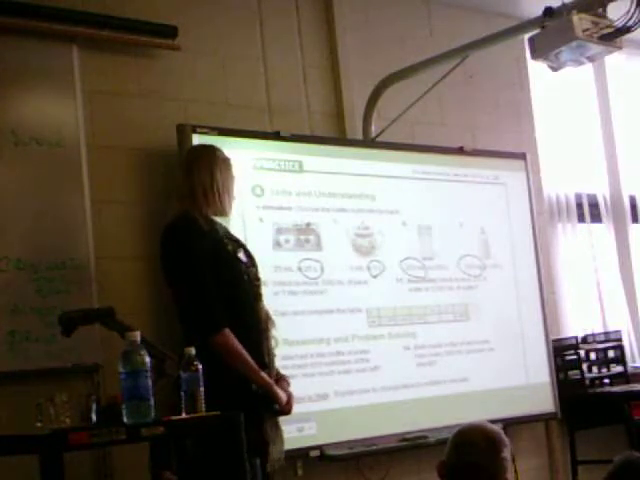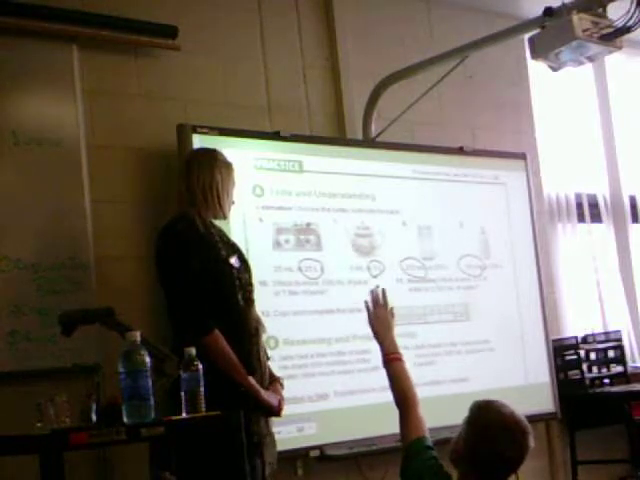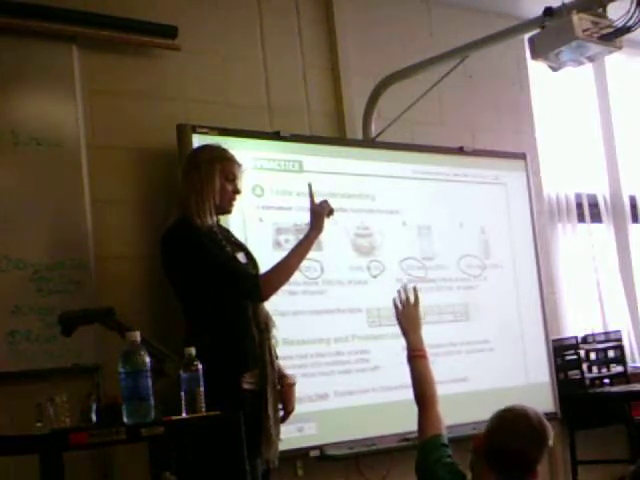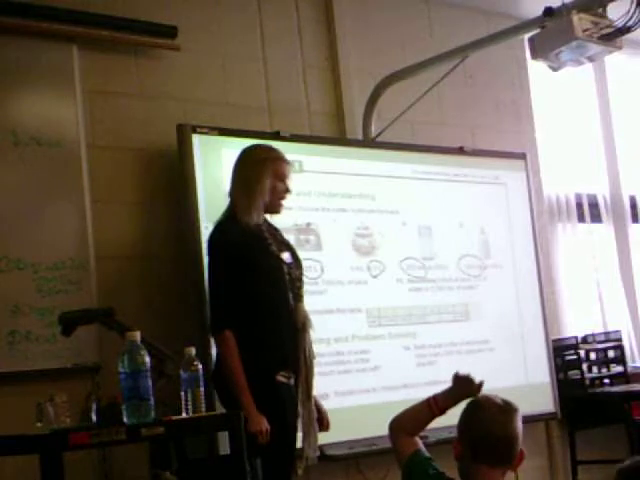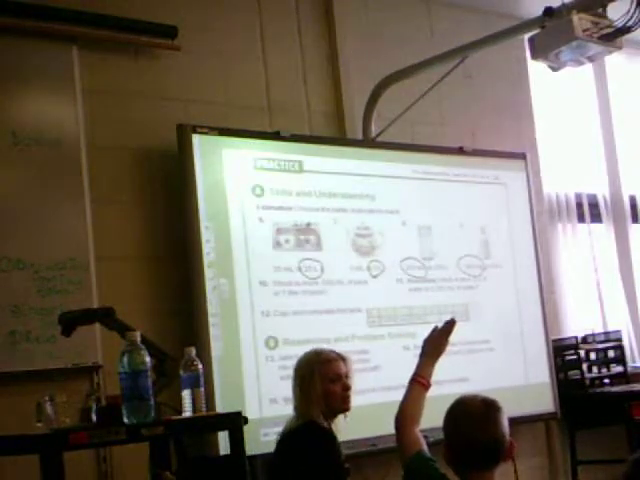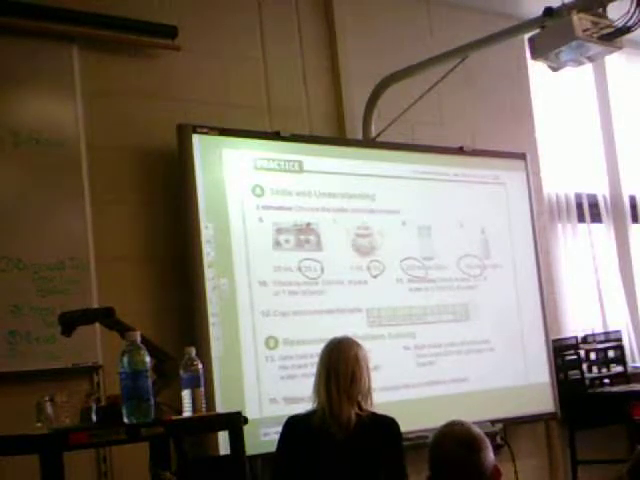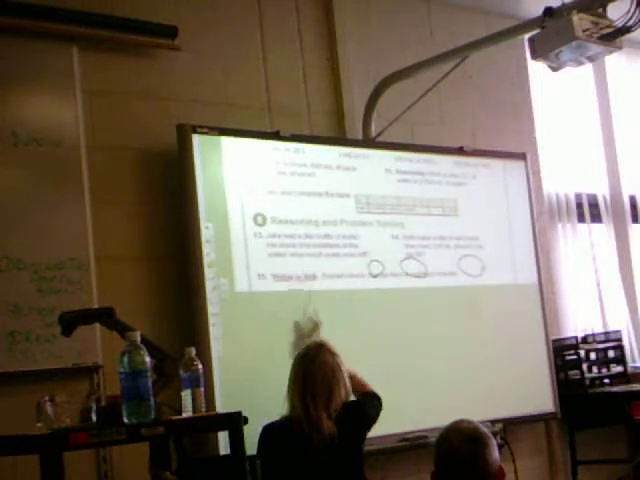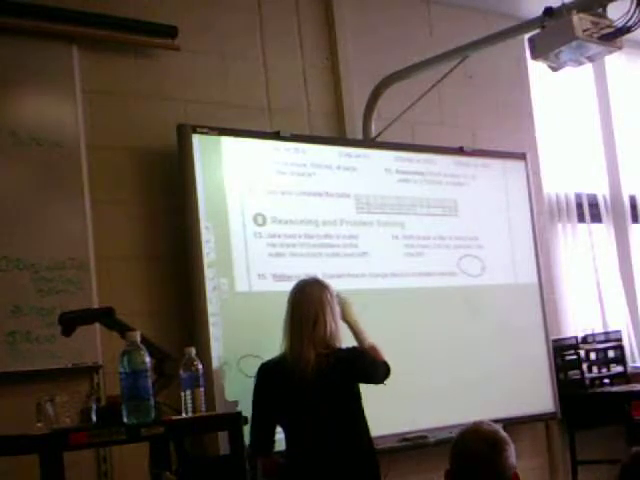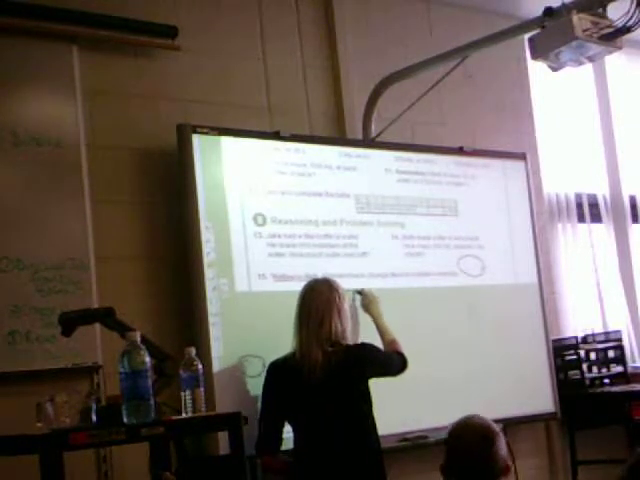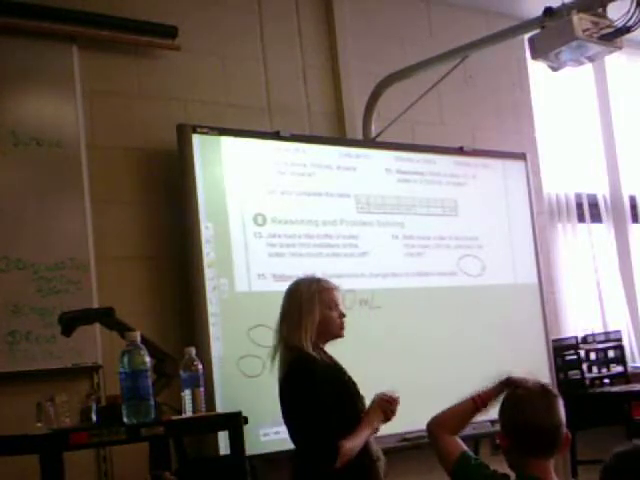Work it out. He drank 650 milliliters of the water. How much water was left out of 1 liter? He started with 1 liter. The first thing you need to do for this problem is change the liter to milliliters. How many milliliters did he start with? Alec? 1,000. So we started with 1,000 milliliters. Then he drank 650.